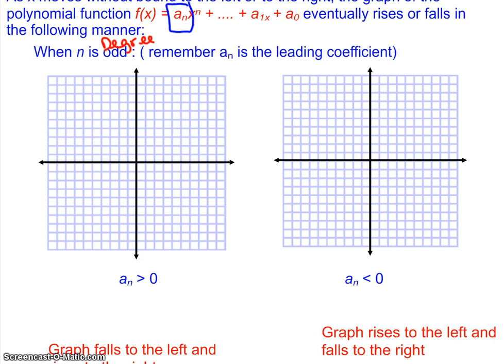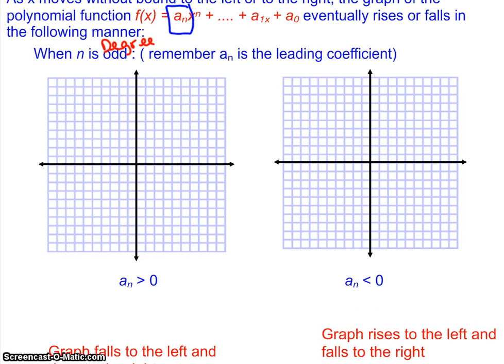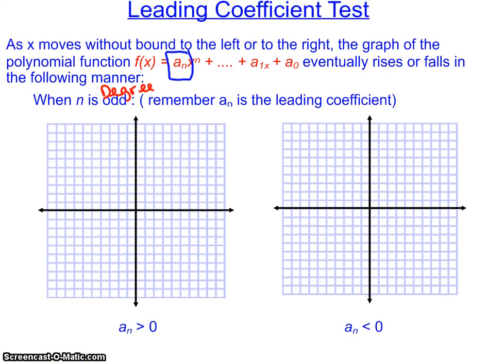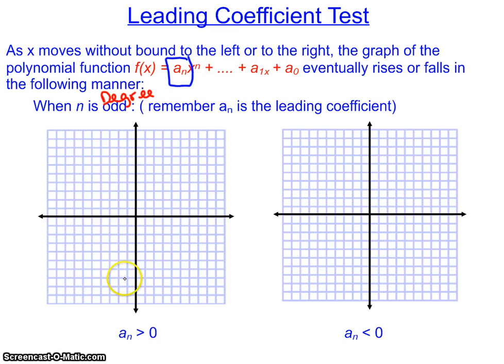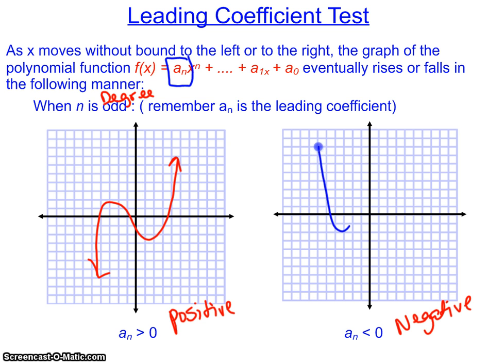When a is greater than 0, that means positive, your graph would look like this. If a is less than 0, that's negative, then it would flip, and it would look something like this. This is a quintic.